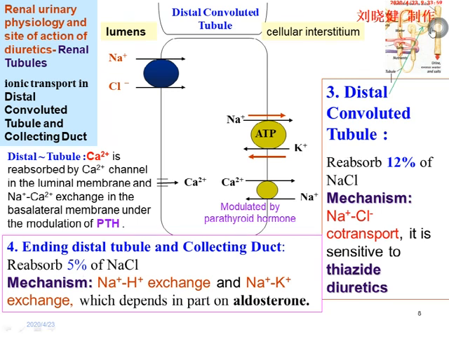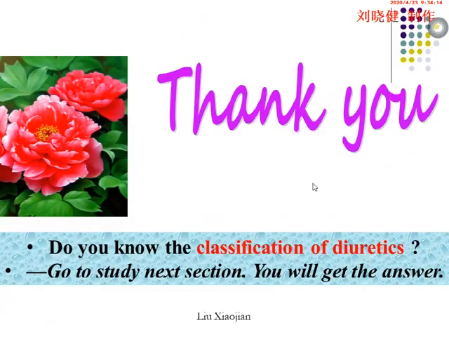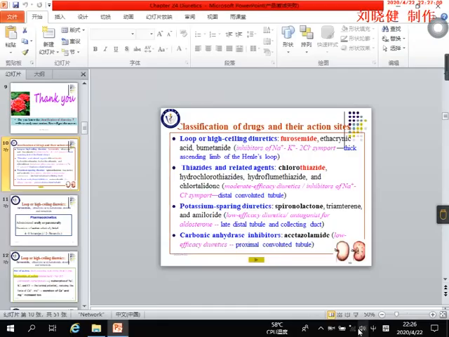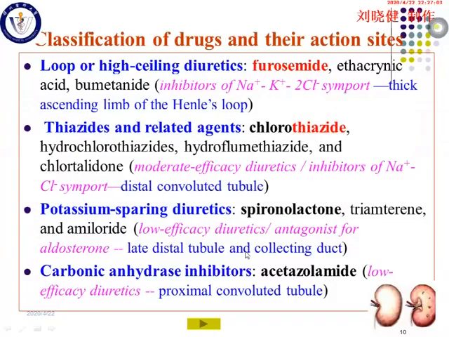Different segments of the tubules have different functions for reabsorption. So that's why different drugs acting on different segments of the tubules have different diuretic effects. So do you know the classification of diuretics? Let's go on to study. Look at this slide. It gives you a lot of information, not only about the classification of drugs, but also the agents in each group, their action site and mechanism.